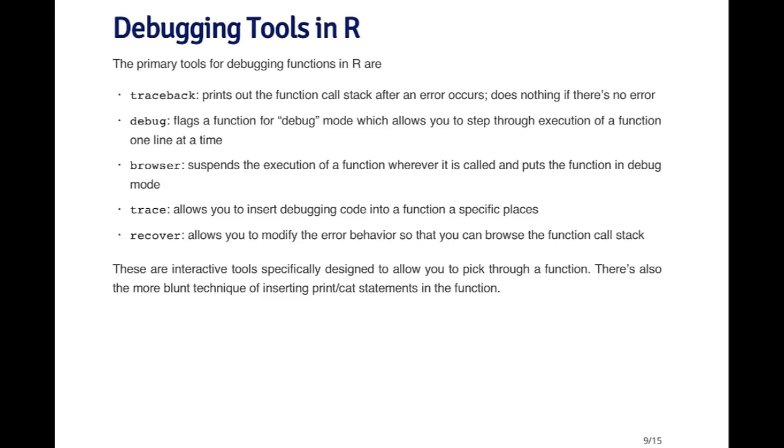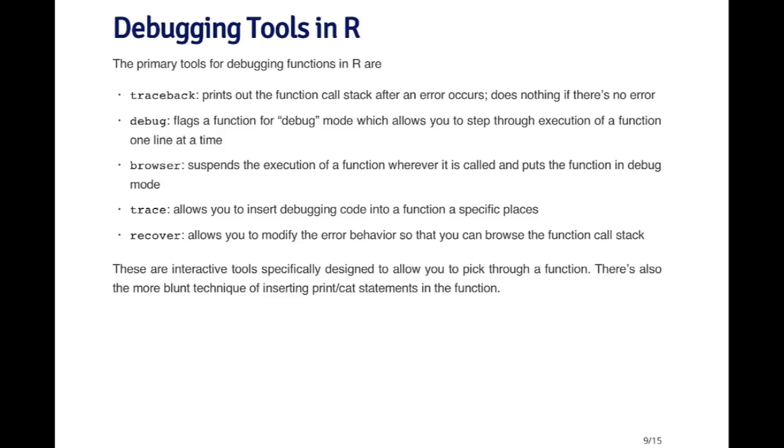That's the default behavior. You can change it by setting what's called an error handler, and recover is an error handler function. Anytime you encounter an error anywhere in a function, rather than getting the console back, the R interpreter will stop the execution of that function right where the error occurred and freeze it there. Then it prints out the function call stack, so you see how deep you are, and you can jump around to the different function calls to look around.